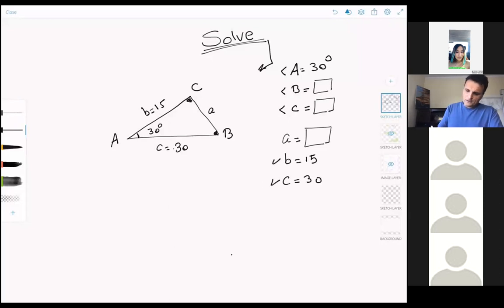So we are looking for these 3 unknowns. And there's nothing else we can find, right? If you look at this triangle, there's nothing else. Question, Yvette? No.